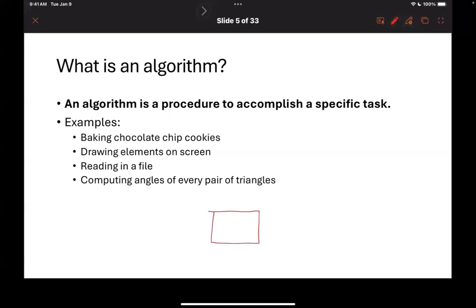So we can draw it kind of like here's our input and then here's our output. An example of an algorithm is I'm going to bake chocolate chip cookies. I have ingredients, that's my input. I combine ingredients, put it in the oven, and my output is my delicious cookies.